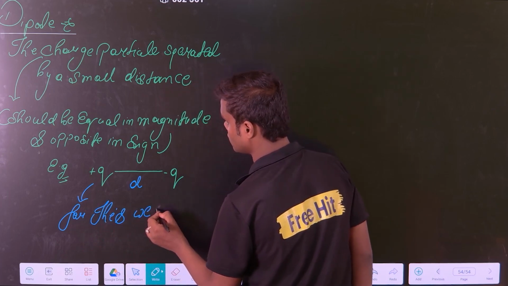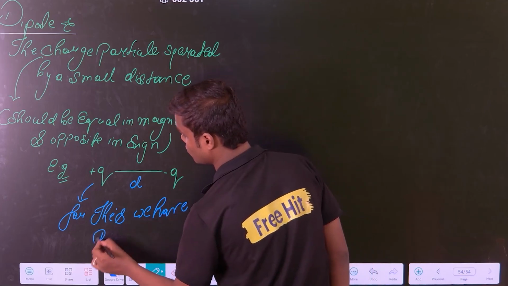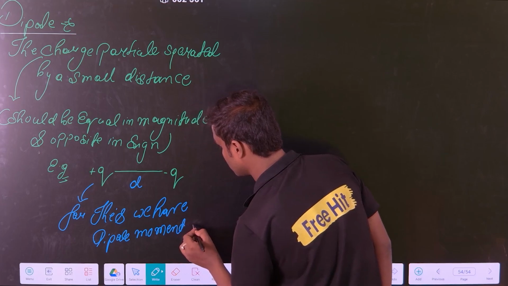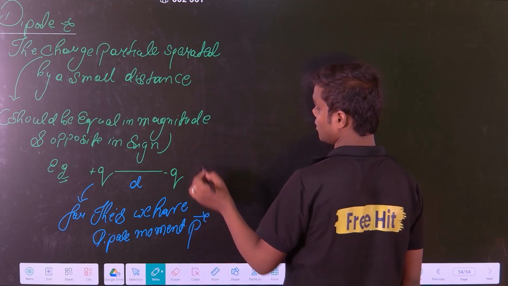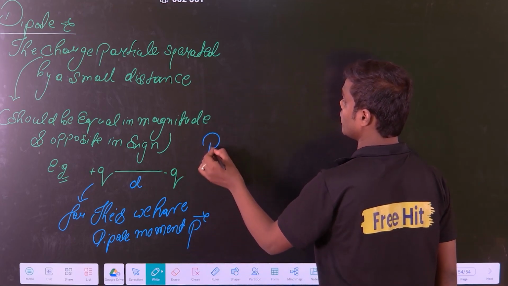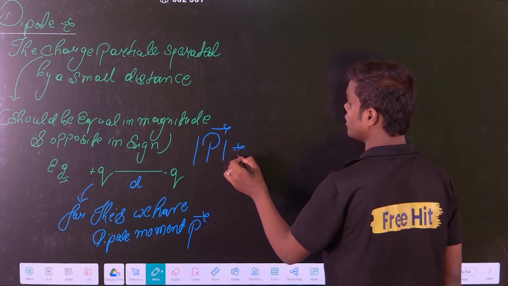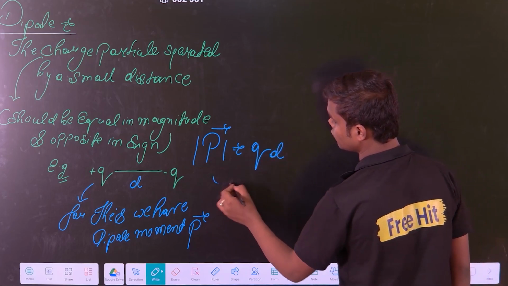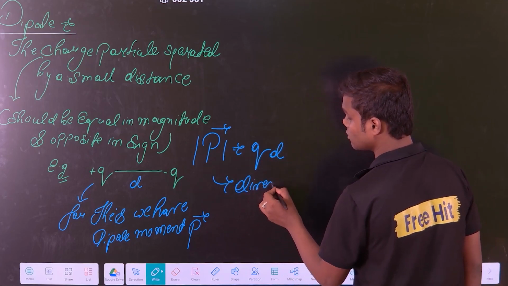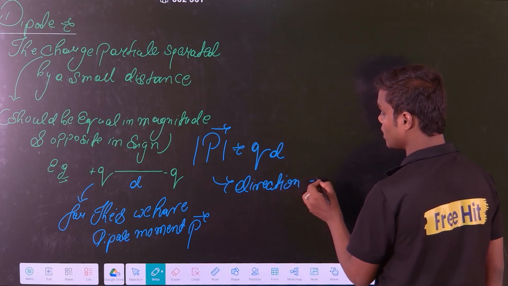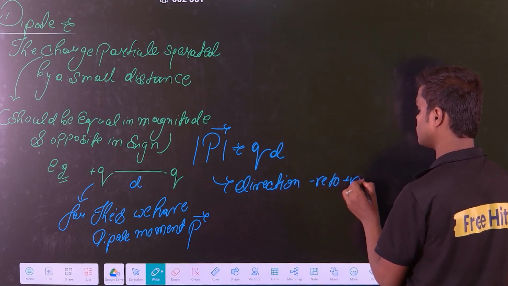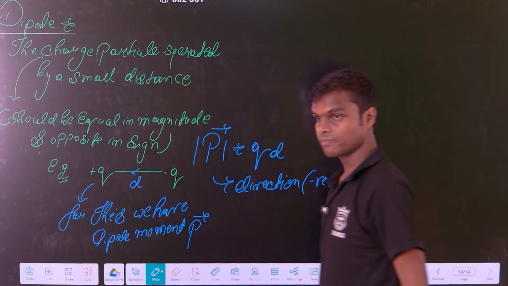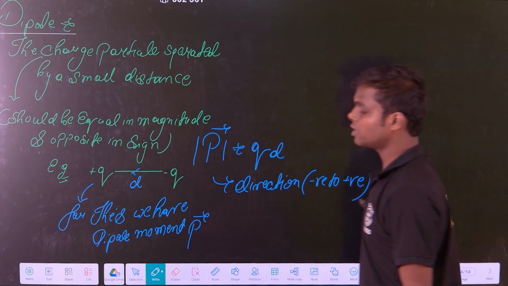For this we have a dipole moment, that is denoted by p vector. It is a vector quantity, and the magnitude is defined as q, the charge, times d, the distance between them. But it is a vector quantity, so what is the direction? The direction is from negative to positive charge. Any doubt? So this is what we define as a dipole moment.